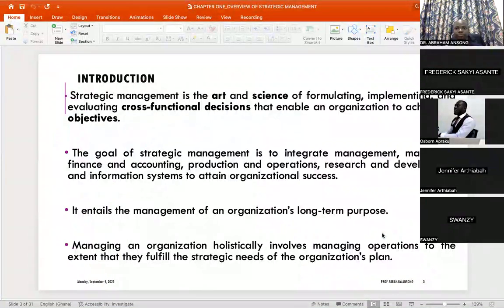All right. So we're starting with the meaning or definition of strategic management. Strategic management is the art and science of formulating, implementing, and evaluating cross-functional decisions that enable an organization to achieve its objectives. So there are some key terms that we have to know. Strategic management is first and foremost an art, and then also a science.